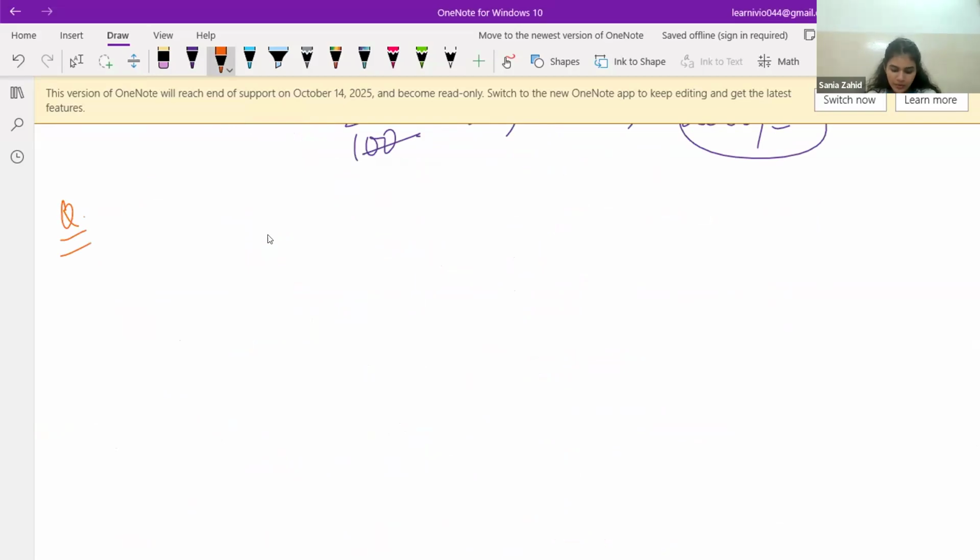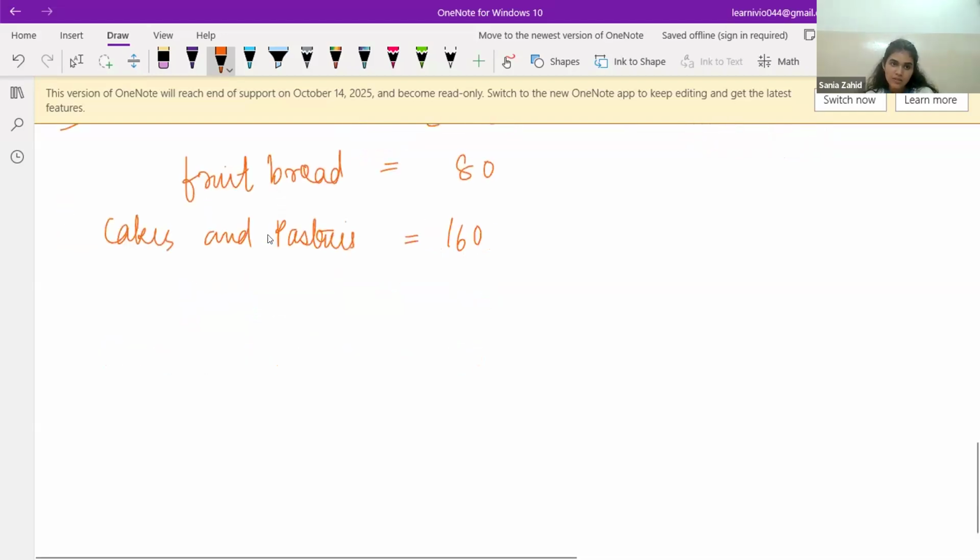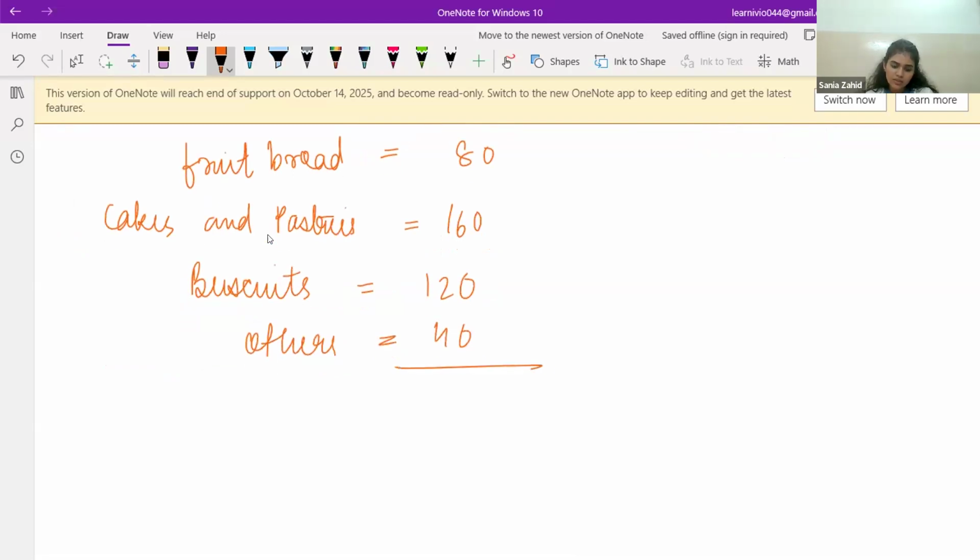On a particular day, the sales in rupees of different items of a baker's shop are given below. Ordinary bread, they are selling for 320 rupees. Fruit bread, they are selling for 80 rupees. Cakes and pastries, they are selling for 160 rupees. Biscuits, they are selling for 120. Other items of the bakery, they are selling for 40 rupees. And the total amount is 720.